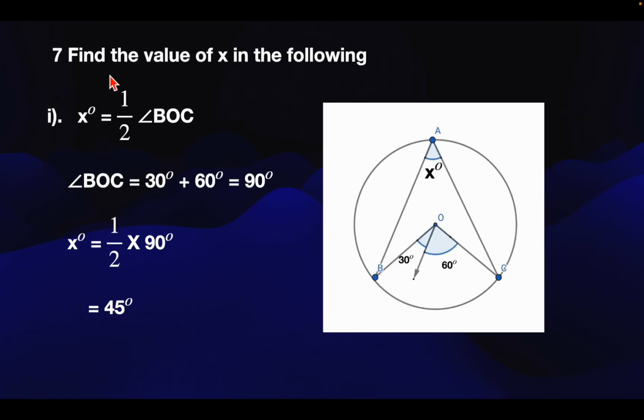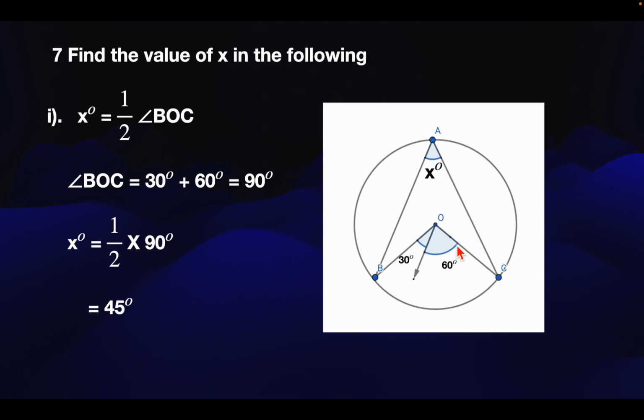Okay, question 7, find the value of x in the following. So here they have given this figure. This is 30 and this is 60. Here you can see that this arc subtends this angle at the center and this angle at one point on the circle. This is the angle subtended at the center by this arc.